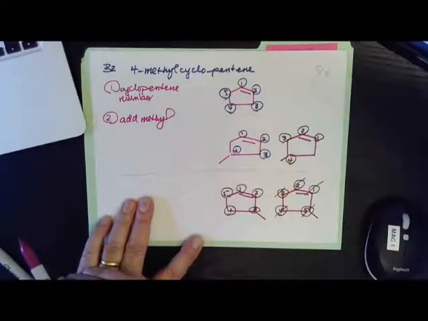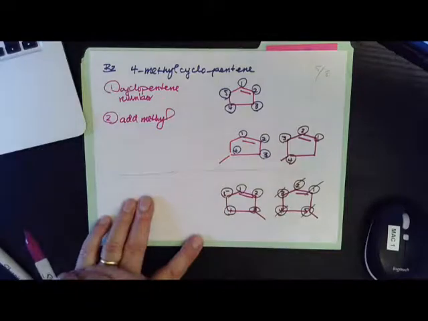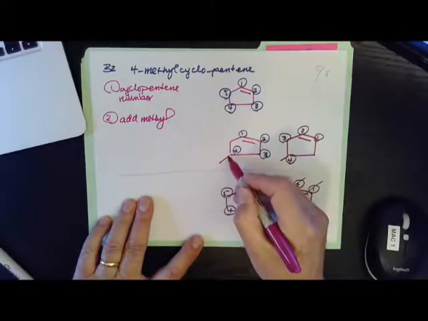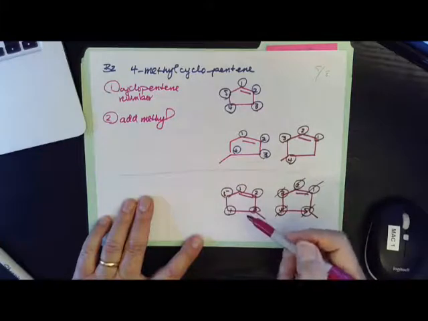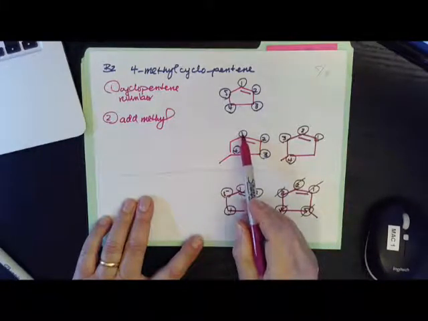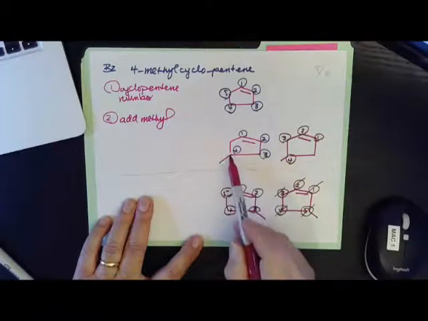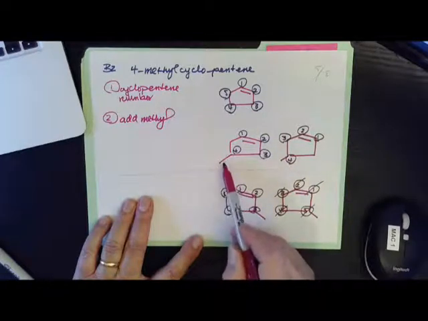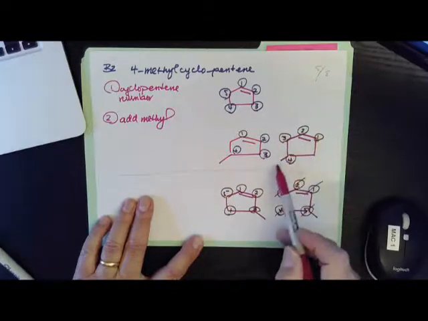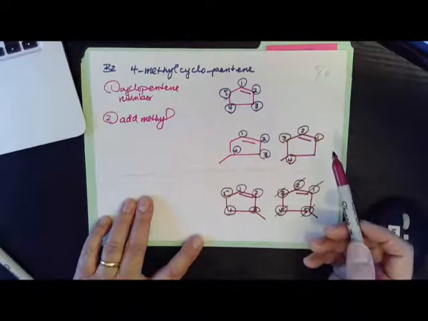Now, if it has a substitution on it, like here, if I put a methyl group here, it's symmetrical. It doesn't matter. I can count 1, 2, 3, 4. So the methyl group is position 4. Now, if I count the other way, 1, 2, 3, 4, it would be the same.